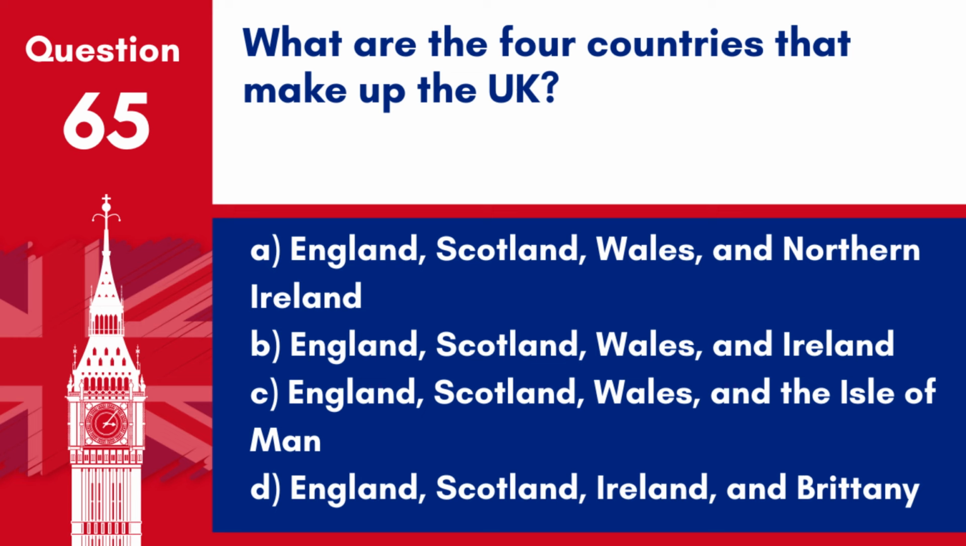Question 65. What are the 4 countries that make up the UK? A. England, Scotland, Wales, and Northern Ireland. B. England, Scotland, Wales, and Ireland. C. England, Scotland, Wales, and the Isle of Man. D. England, Scotland, Ireland, and Brittany. Answer: A. England, Scotland, Wales, and Northern Ireland. These 4 countries form the United Kingdom.